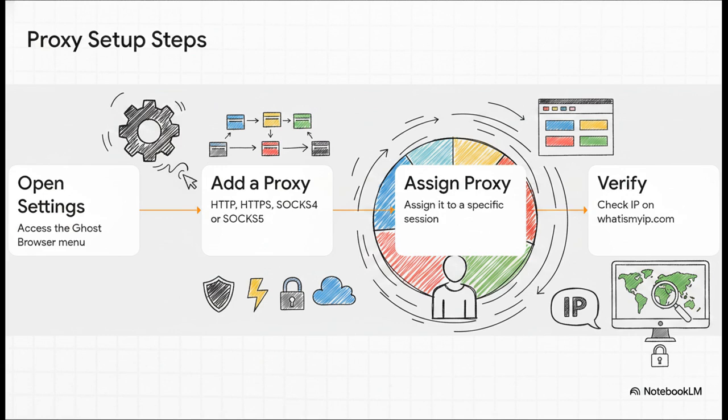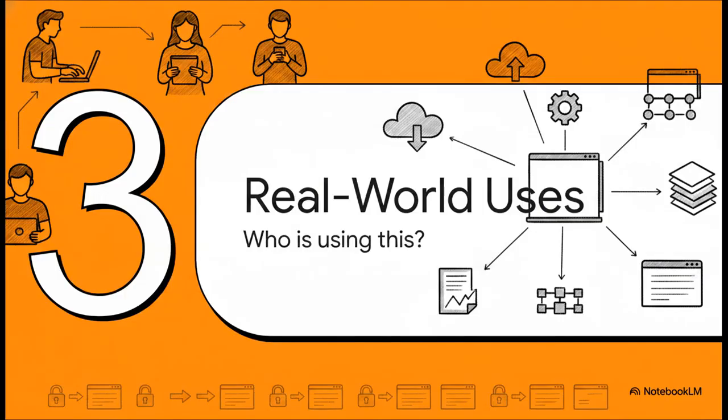Step 3 is really where the magic happens. You assign that specific proxy to a specific session color or workspace. And finally, Step 4, verify your new location on a site like whatismyip.com, just to make absolutely sure that specific tab is fully isolated. Which leads us to Section 3, real-world use cases.